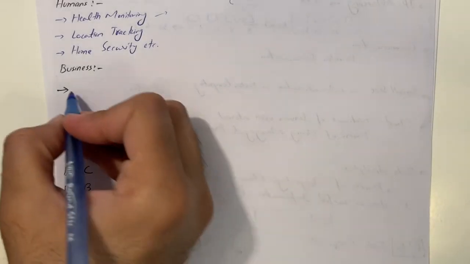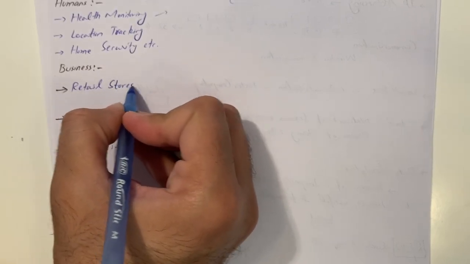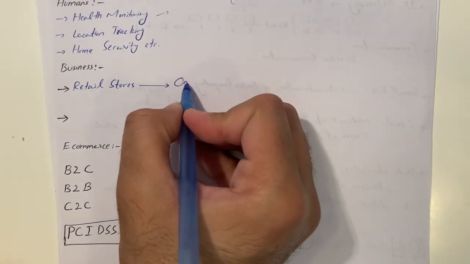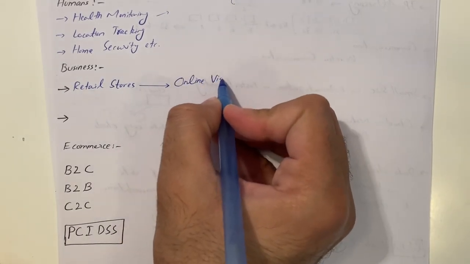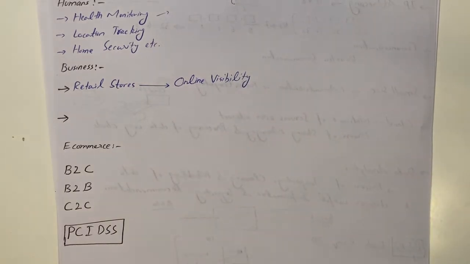Similarly, it has many impacts on businesses, like retail stores, in fact. Even retail stores have to have a website for their online visibility. Online visibility is very important nowadays, and you can make yourself visible over the internet by making your own website, your Facebook pages, etc.